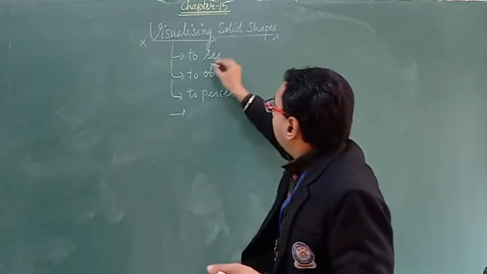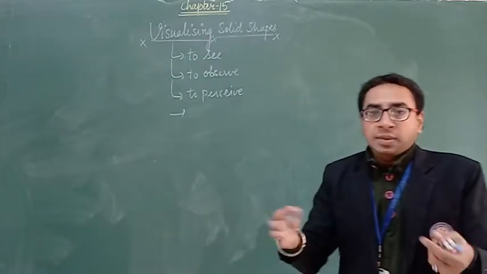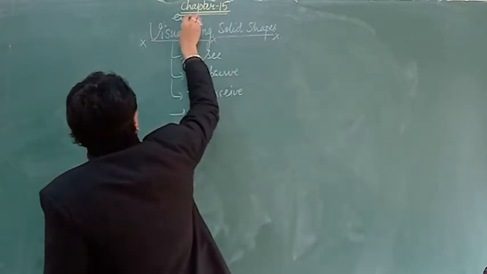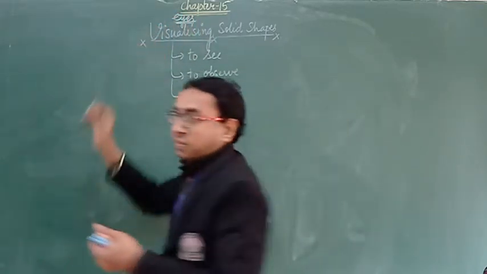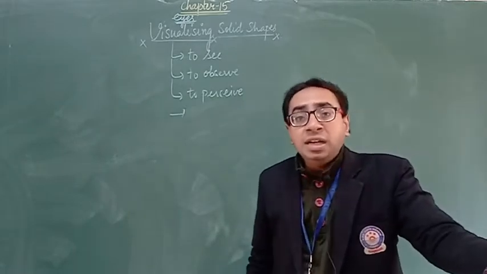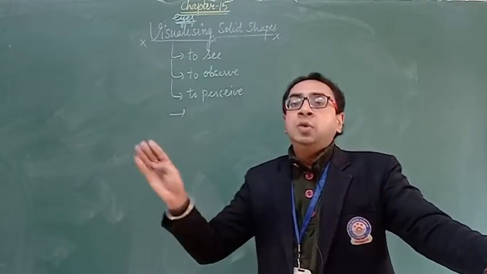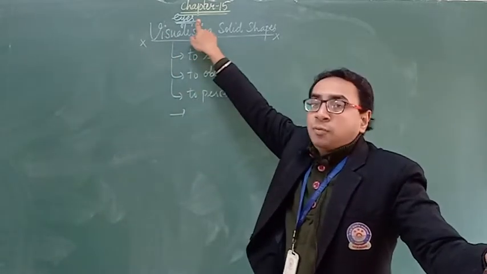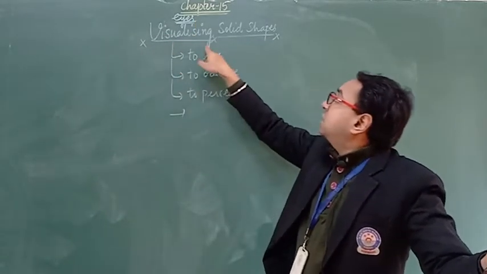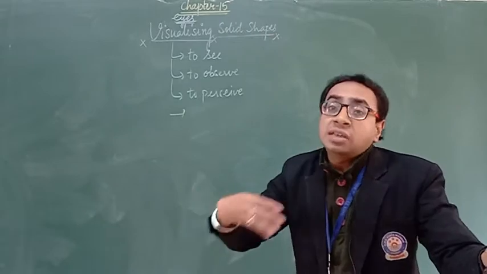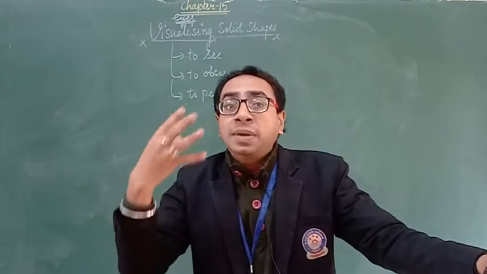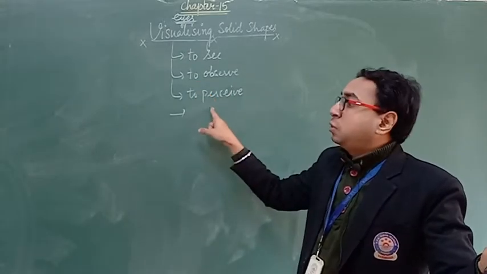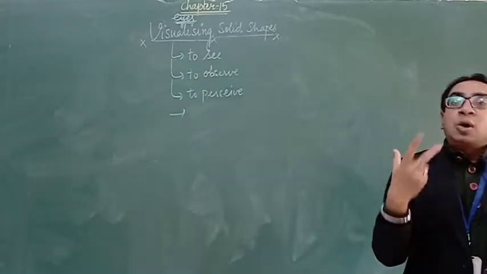Now, see, how do we see anything? We see anything with the organs provided by God to us, that is eyes. That is why two eyes have been provided, so that we can have a wider view. We can see right and left through eyes. And hence we can see and we can visualize. Visualize means to see completely. That's what visualizing is: to see, to observe, to perceive the solid shapes.